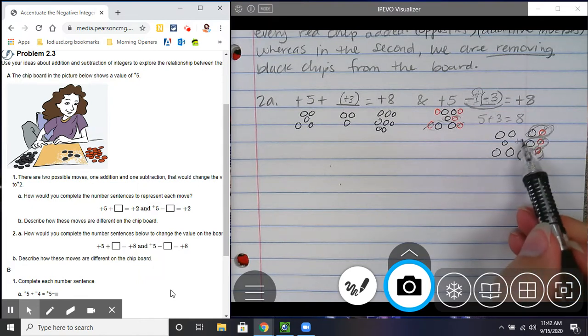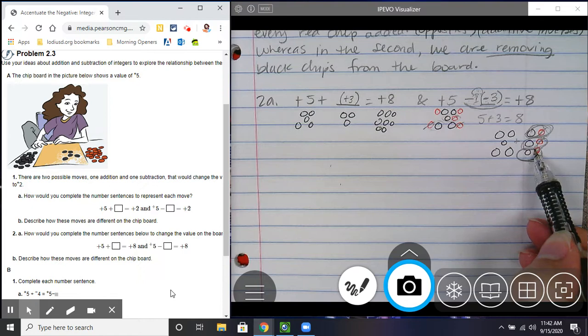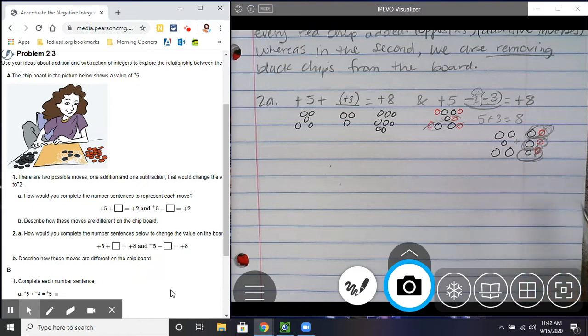But it's important because you have to add the black chips too. So you would have to add 3 sets of the additive inverses and then get rid of the 3 negative chips.